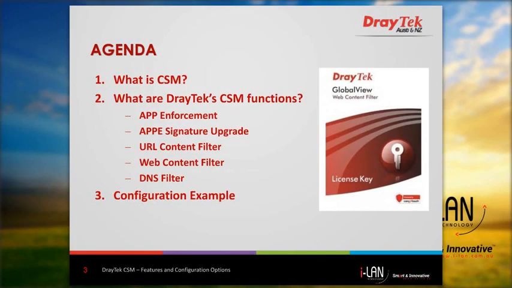Today we'll cover three main topics in today's presentation: what is CSM, then what are DrayTek's CSM functions, where we will cover each of the menu options, which are app enforcement, APPE signature upgrade, URL content filter, web content filter, and DNS filter. And then finally, we'll go over one example showing you how to use the URL and DNS filter. And here I've got a video I can show you, which makes it a bit easier.